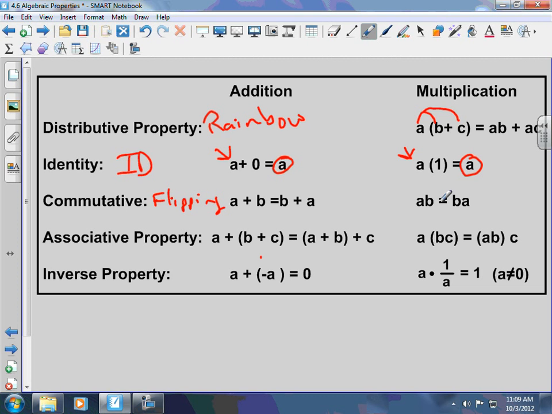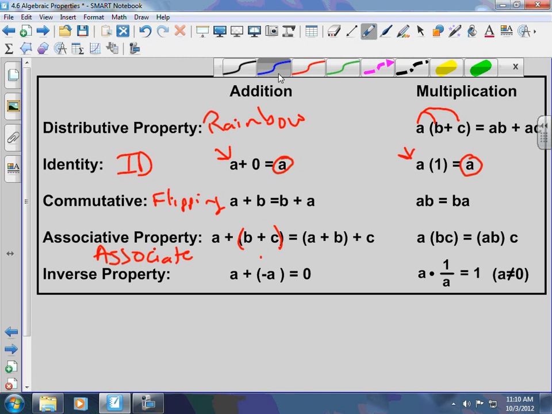Associative property. I think of associate. That is, grouping doesn't matter. Excellent. See, B and C are hanging out together, right? B and C are getting kind of chummy. Maybe they're boyfriend, girlfriend. But all of a sudden, what happens? What does B do? B is cheating on C with A.